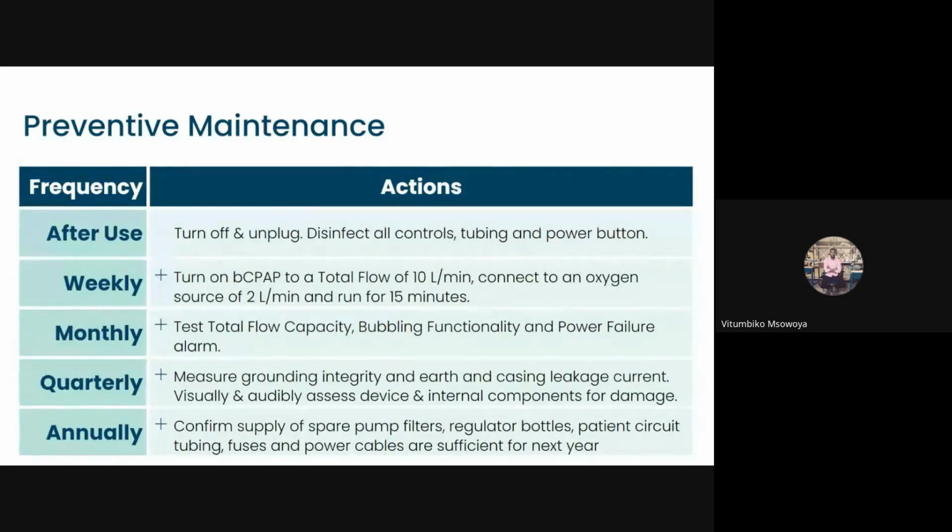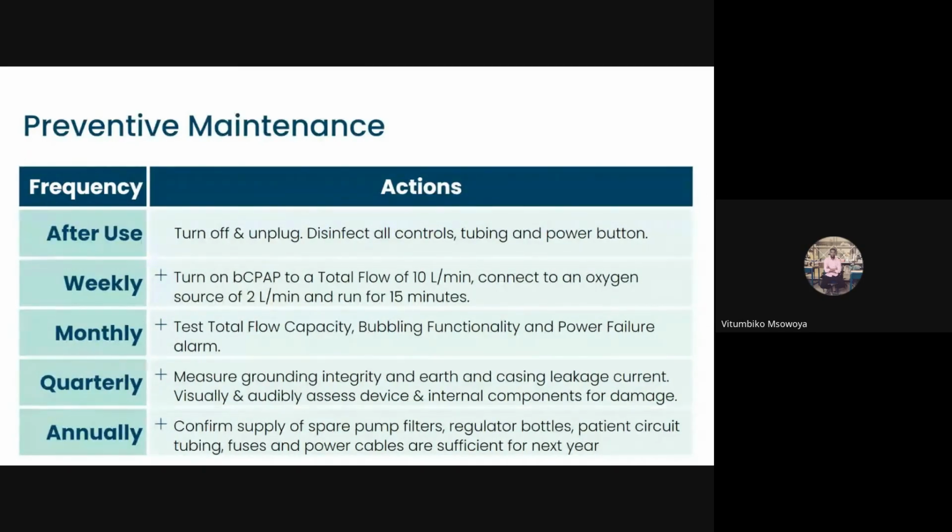turn on the CPAP machine to a total flow of 10 liters per minute, connect to an oxygen source at 2 liters, and run it for 15 minutes. This can be done by the user or the technician. Monthly, this one is for the technician: test total flow capacity, bubbling effect, functionality, and power failure alarms. Quarterly, also the responsibility of the technician: measure grounding integrity, earth casing leakage current, and visually check all other components for damage.